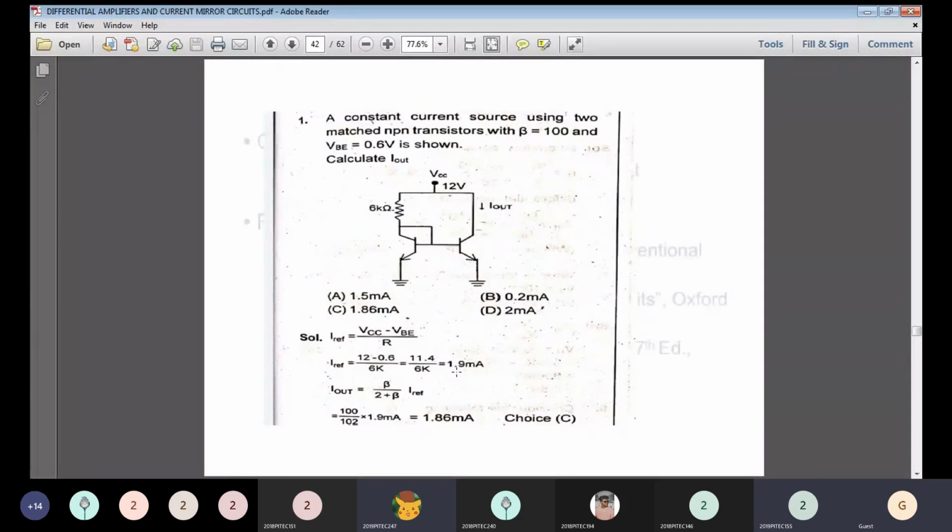What is your final output? The question asked is to calculate I out. What is your output current? That is IC, overall IC. The IC formula is beta divided by 2 plus beta times I reference. I reference is already calculated here, 1.9 milliamps. It is substituted here, so the value is nothing but 1.8 milliamps.